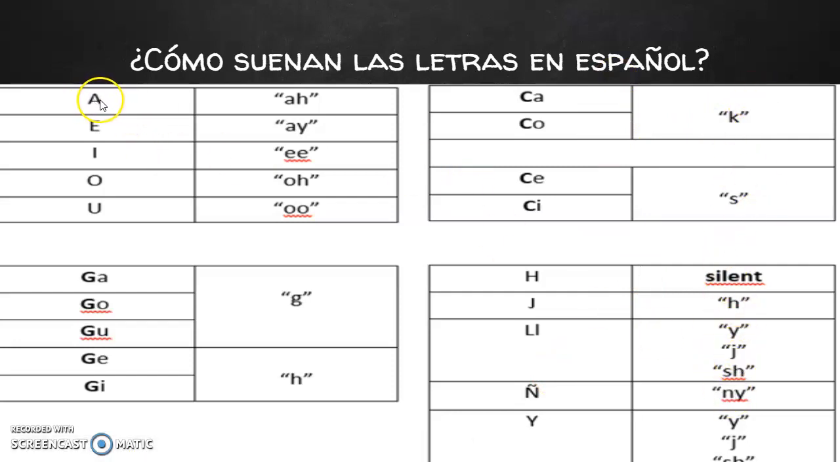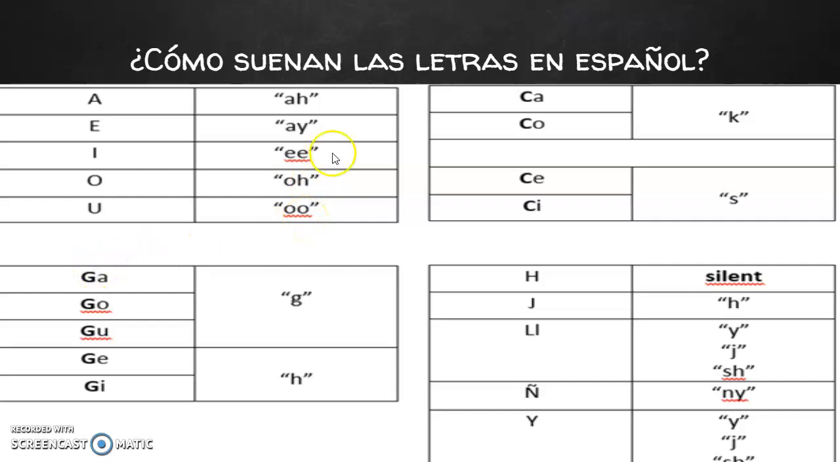Okay, so for the letter A in Spanish, we say A. Repitan A. E in Spanish, we always pronounce it as A. This would be like saying, for example, here, the word en for in, we'd say ein. The letter I, we pronounce this as E. The letter O, we pronounce as O. The letter U, we pronounce as U. Repitan A, E, I, O, U. Muy bien, hagámoslo una vez más. Repitan A, E, I, O, U.